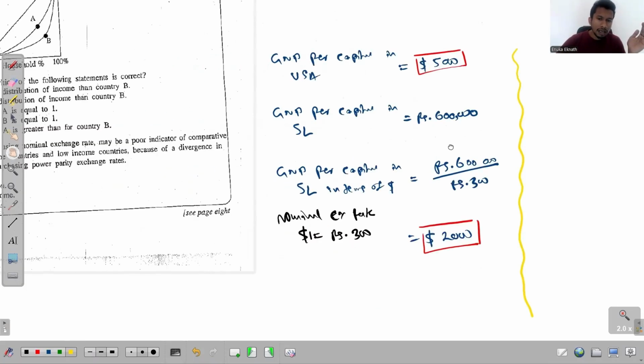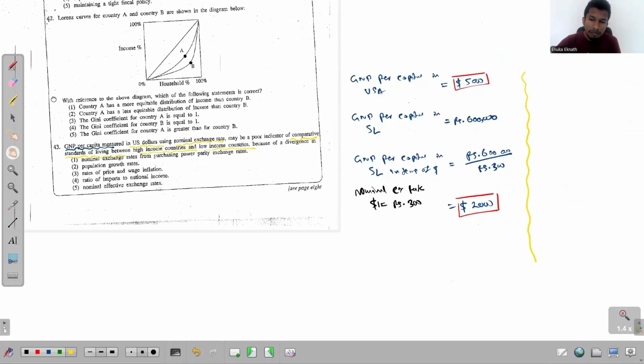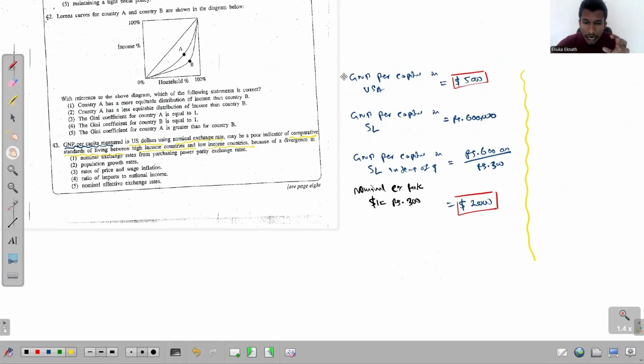Right, now look at the question once again. GNP per capita measured in US dollars using nominal exchange rate may be a poor indicator of comparative standards of living between high-income countries and low-income countries. See that now. The question says that we may have a problem in this comparison because this is a high-income country and this is a low-income country. So when you evaluate the GNP per capita based on the nominal exchange rates, the question says that it may be a poor indicator. But why is that? That's the question. Why is that?